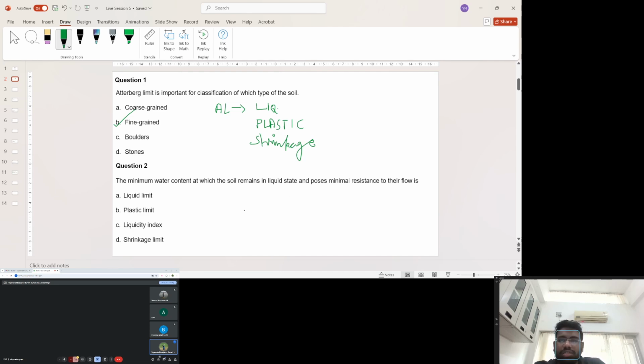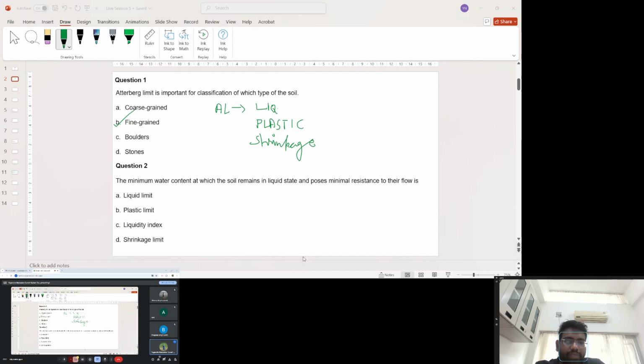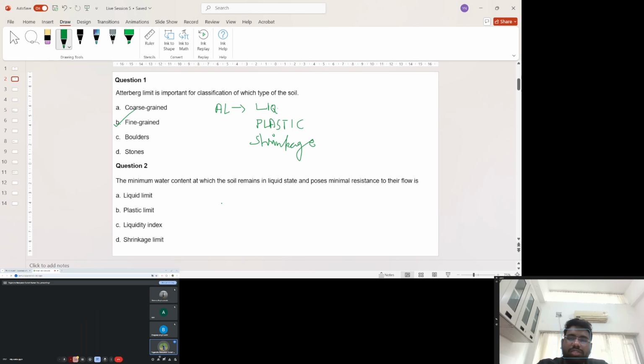What is the shear strength of the soil at liquid limit? Any idea? We have seen that soil exists in a liquid-like state at liquid limit. So, does it possess shear strength? I see somebody has written 0. Ideally, it is not 0. It has a very minimum shear strength.